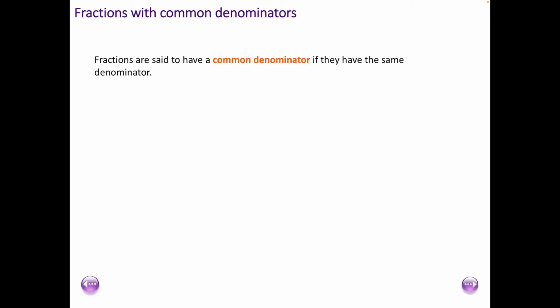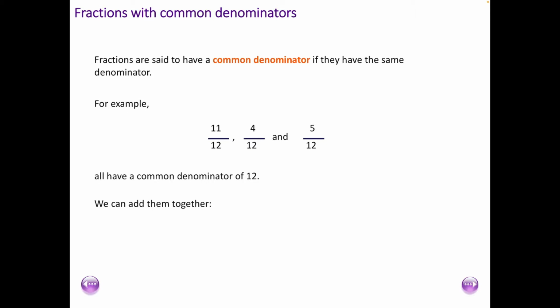Fractions are said to have a common denominator if they have the same denominator on the bottom. For example, 11 twelfths, 4 twelfths, and 5 twelfths. These all have a common denominator of 12. When fractions have a common denominator, we can add them together like this. 11 twelfths plus 4 twelfths plus 5 twelfths gives us 20 twelfths.